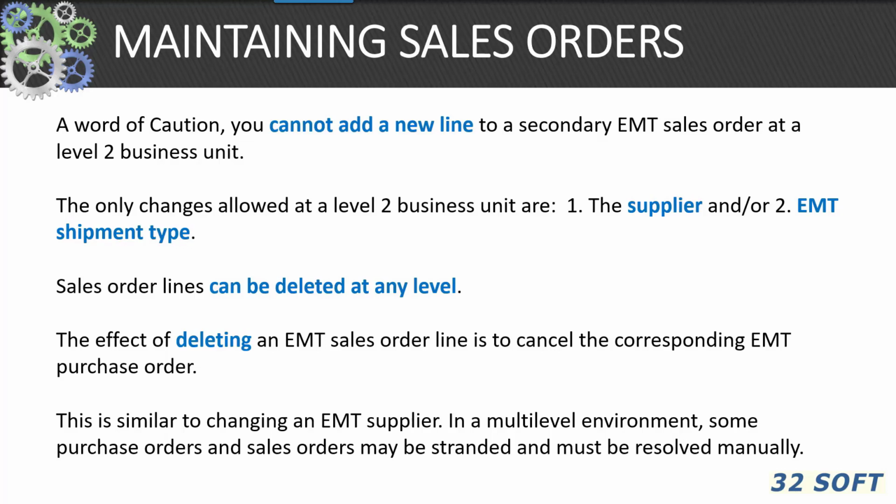Maintaining sales orders, a couple of words of caution. You can't add a line to a secondary EMT sales order at a secondary business unit. The only changes allowed at the level 2 business are either to supplier or EMT shipment type. Sales order lines can be deleted, but if you delete one, it has the effect of canceling the corresponding purchase order.